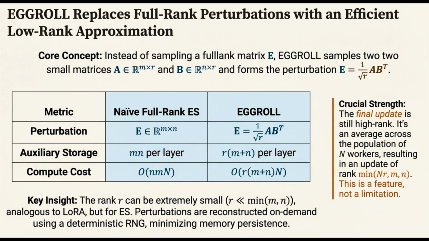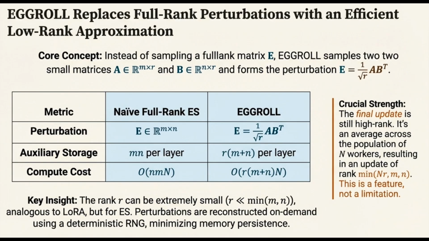Okay, let's unpack the core fix. EGGROLL's solution is deceptively simple in principle, but pretty revolutionary in application. It's about replacing that prohibitively expensive full-rank perturbation E with a low-rank approximation. That's the core mechanism. We move from E to E as approximately A B transpose.